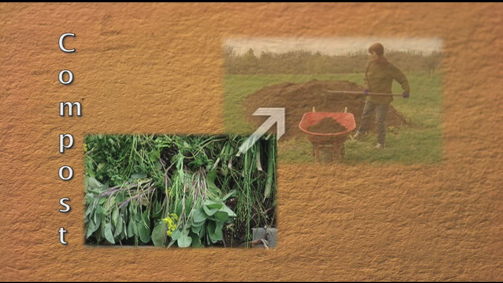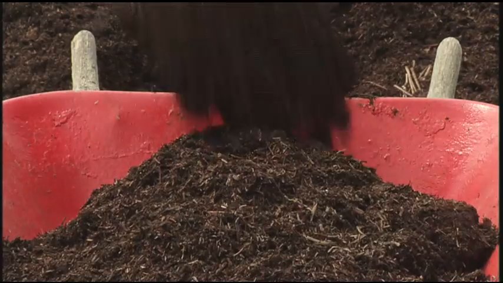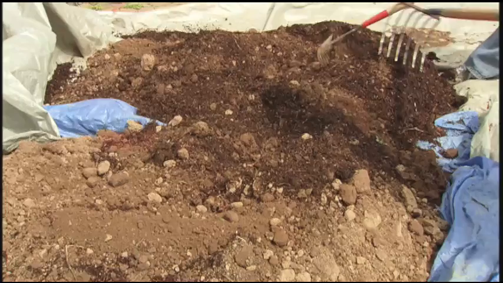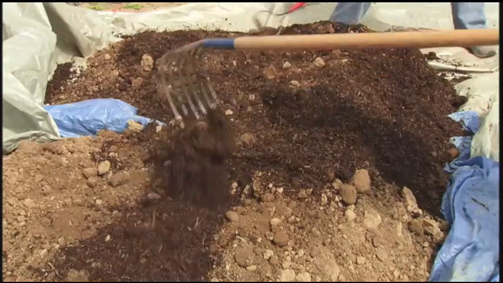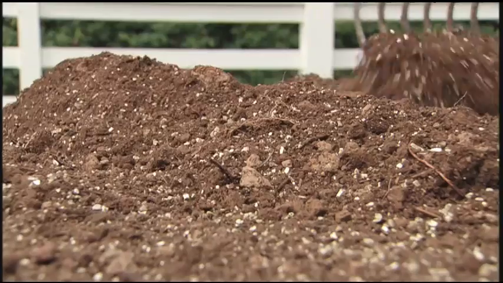Composting is a natural process that turns kitchen, yard, and garden waste into high-quality soil conditioner. Most soils have an organic matter content of 3 to 6%. By making compost and adding it to your planting mix, you can increase that percentage significantly.